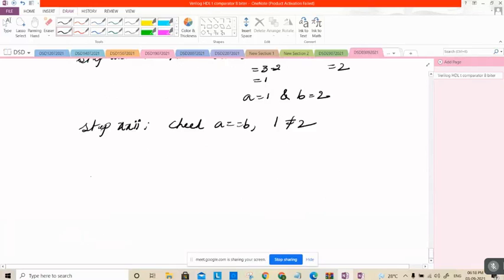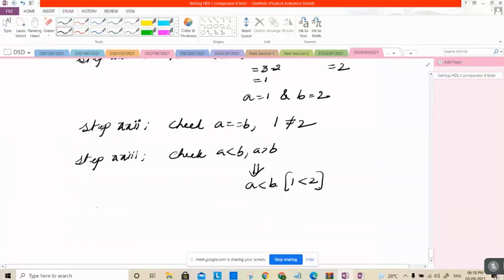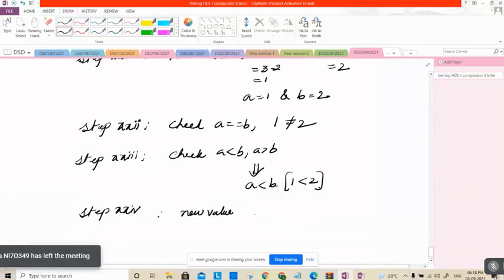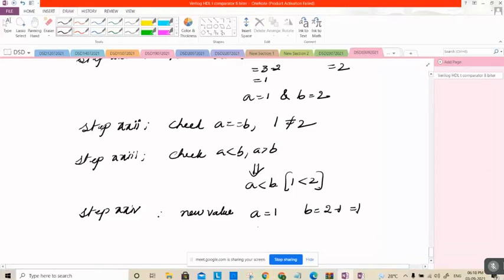And hence, next step is check for A less than B or A greater than B. So here A is less than B, since 1 is less than 2. Step 24, new value of A. What is A's value? It is 1 itself. A equals 1, B is equal to 2 minus 1, which is equal to 1. A is equal to 1 and B is equal to 1.